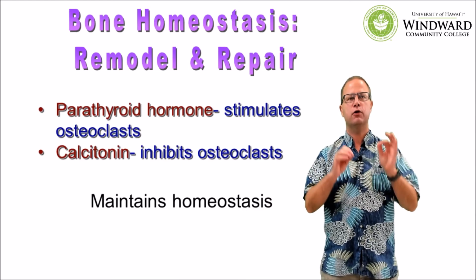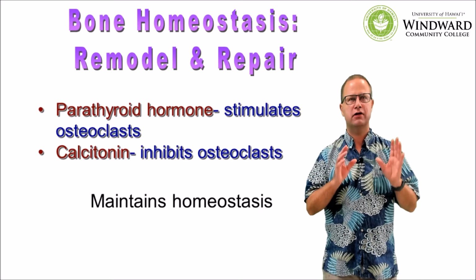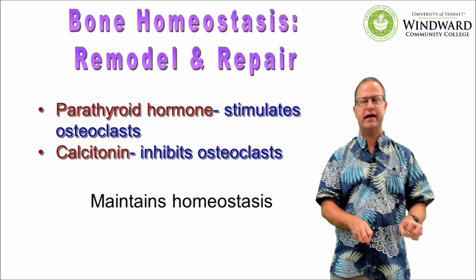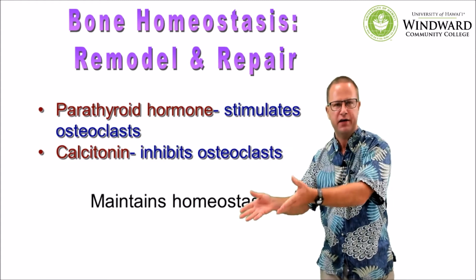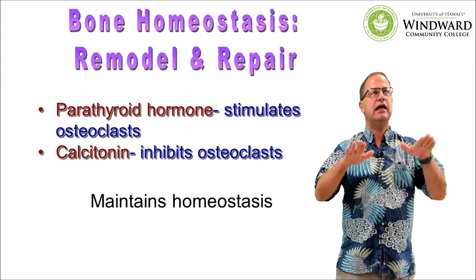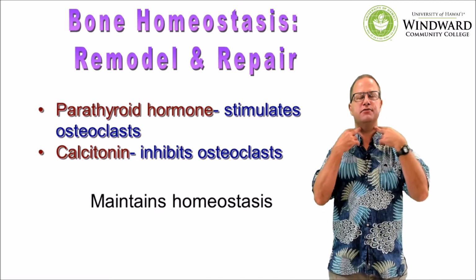All right, there are two different hormones which govern bone calcium homeostasis. One is called parathyroid hormone, and this stimulates our osteoclasts. And remember, osteoclasts break down bone, so they break down the bone and take that calcium and put it in the blood where it can be used for other things. On the other hand, calcitonin inhibits our osteoclasts, and calcitonin comes from the thyroid gland.